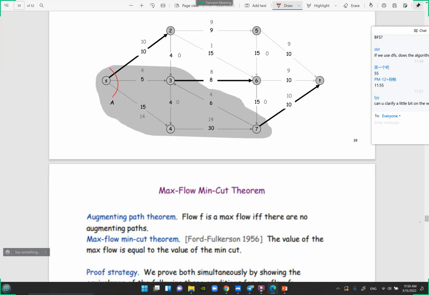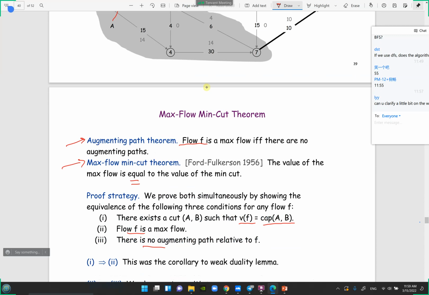And then we have strong duality, which is that, in fact, not only is the max flow less than or equal to the min cut, the max flow is in fact equal to the min cut. Not just less than or equal to, but actually equal to. And that's what I was trying to prove, which I'll finish up next time.